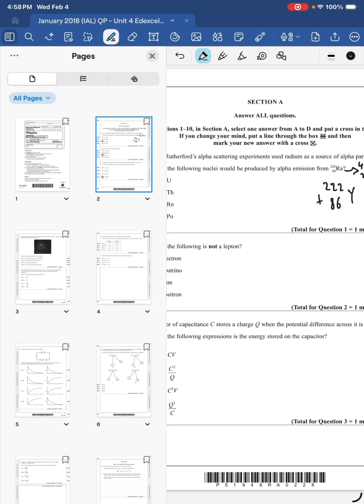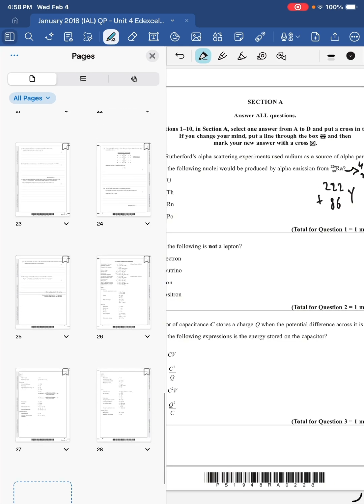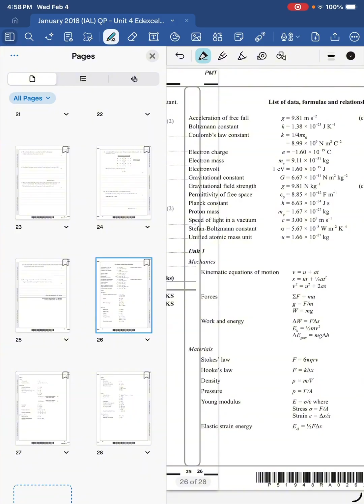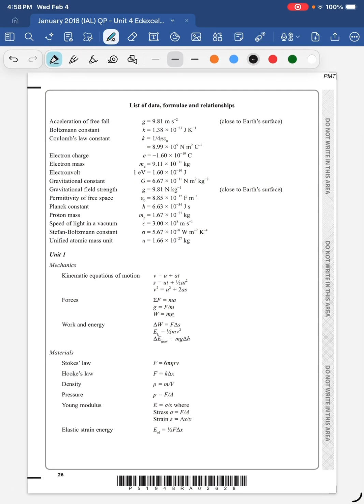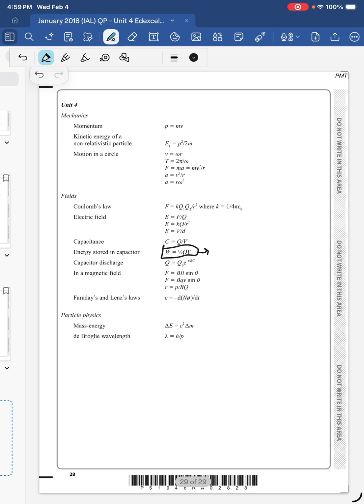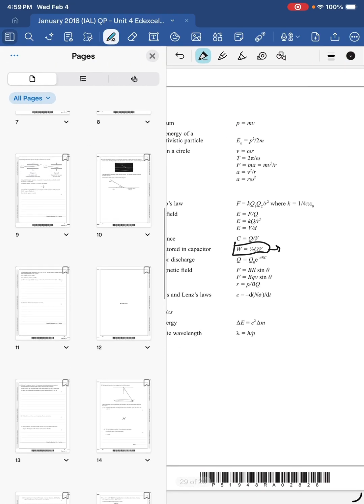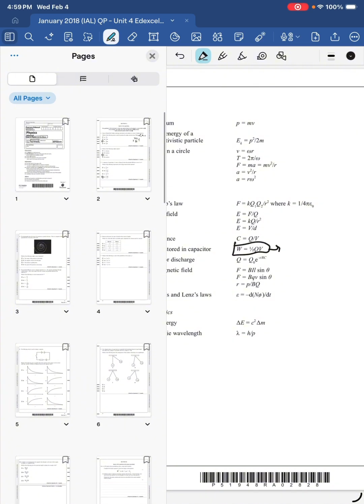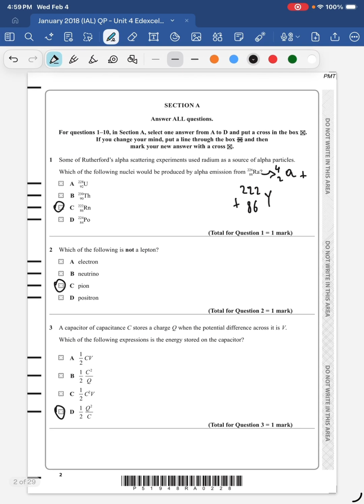Now, since this is an old spec, I want to go to the back of the paper and see the formulas they give you. Okay, so Unit 1, Unit 2, Unit 4. Mechanics, fields. Yes, energy stored in a capacitor. So that's the one I was looking to find. Let's go back to question 3. So 1/2 QV is what they give you.